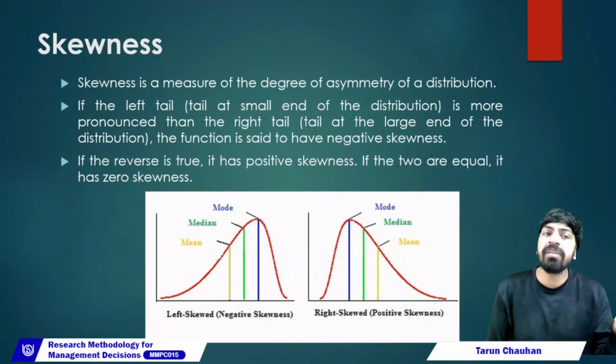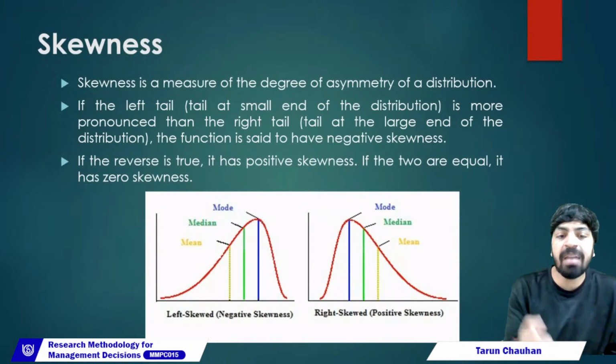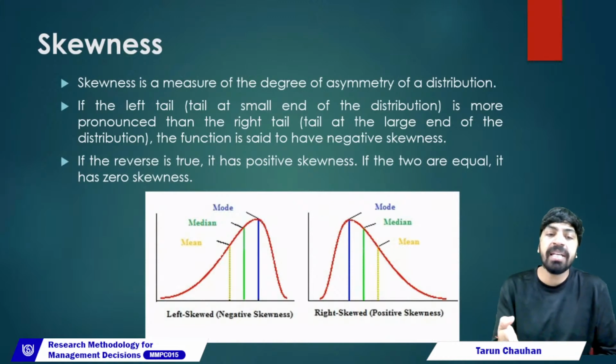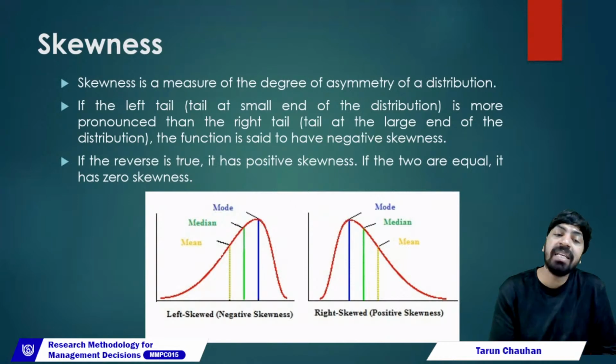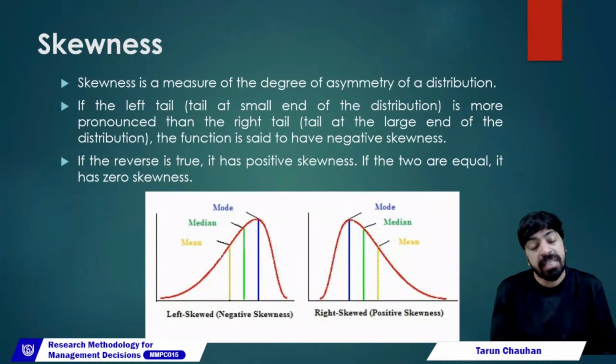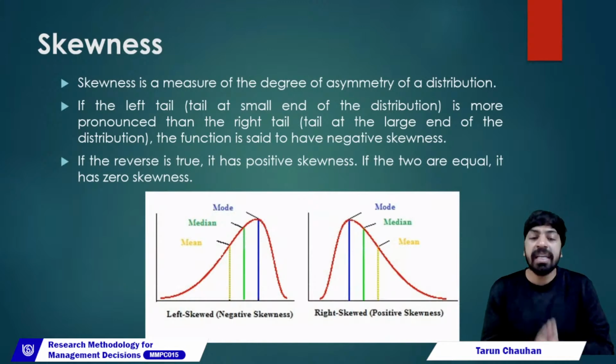When we talk about the left skewed, the shape of that curve is flatter on the left side, that means the value of mode is more than the median and mean. And if that happens, it's called the negative skewness.